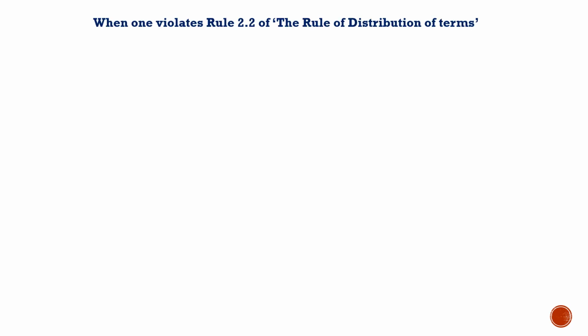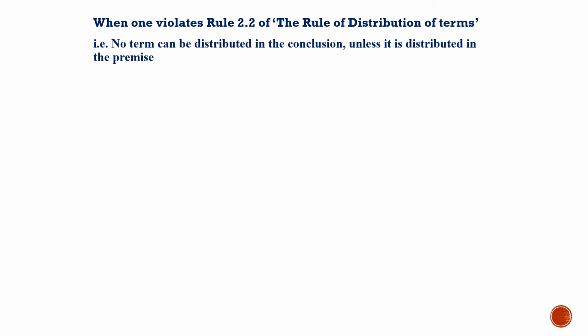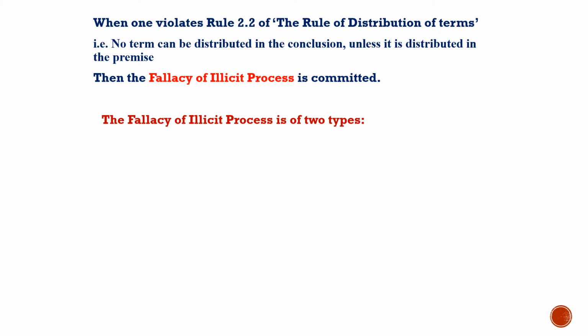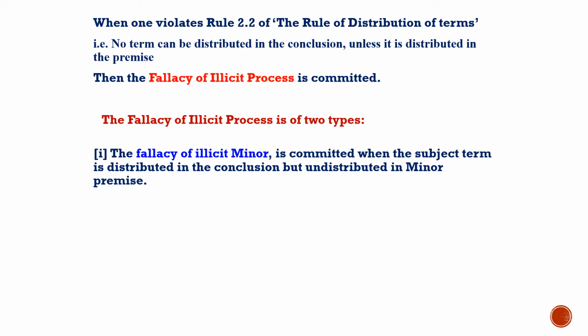In short, when one violates rule 2.2 of the rules of distribution of terms, which means no term can be distributed in the conclusion unless it is distributed in the premise, then one commits the fallacy of illicit process. Since there are two types of terms in the conclusion, the subject term, that is the minor term, as well as the major term, there will be two types of illicit process. The first is the fallacy of illicit minor, committed when the subject term is distributed in the conclusion but undistributed in the minor premise. Let us take an example.